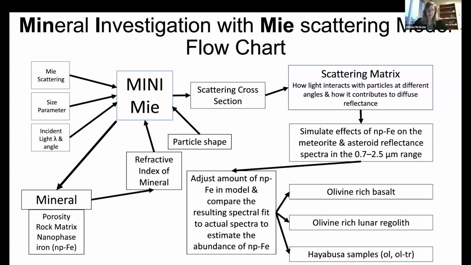I mainly want to do this with an olivine-rich basalt, which is my collected terrestrial olivine, which I already have. Of course, the Apollo sample I have identified, that's a lunar olivine-rich regolith, and of course, those wonderful Itokawa samples to get the surface of that asteroid, at least the EDS spectra.